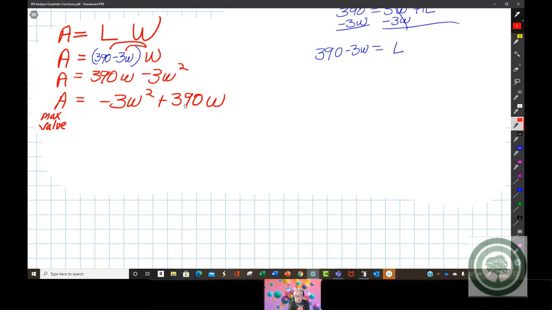If you were to graph this, change the W's to X's and graph it in your calculator, you would see a cup down parabola because negative 3 is less than 0. There would be your vertex. It's a maximum value. Well, it's a maximum point. And the Y coordinate is the maximum value. And what's acting like the Y coordinate? A is acting like Y. So that actually is the way I do it.